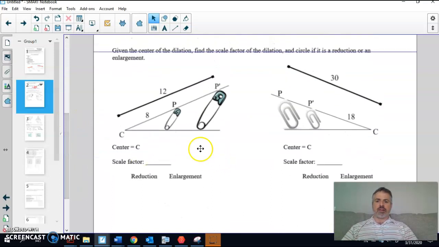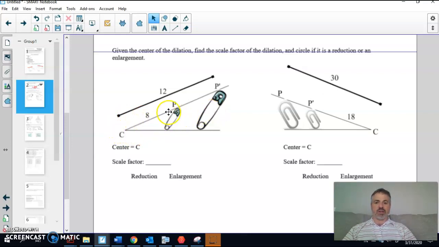Down here, you can tell which is the pre-image and which is the image because of the prime. The larger safety pin here is the image, this is the pre-image, and the center is at C. The center is always a point. I like to think of the center as if you throw a rock into a pond and the ripples come out from where that rock hits the water. Where that rock hits the water is the center. So this being the center of the dilation, the figure ripples away from it.